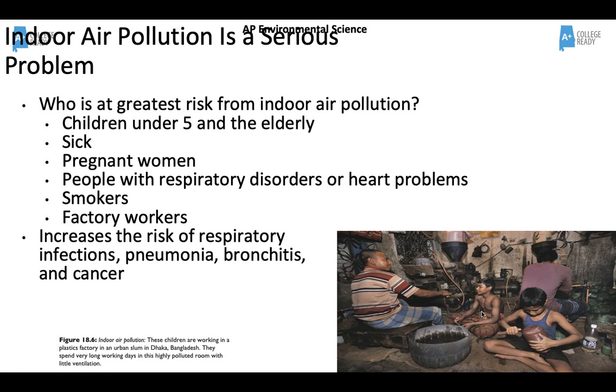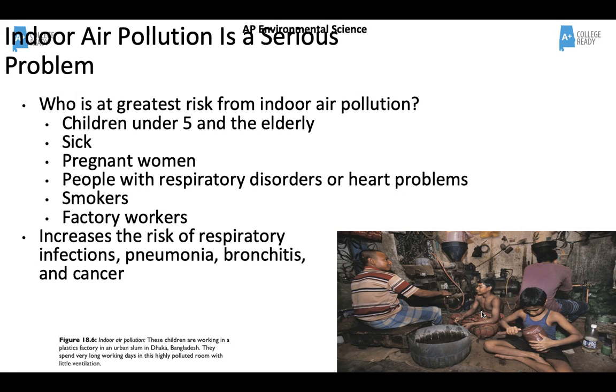This is a pretty serious problem. Children under 5 and the elderly are at high risk. Sick people, pregnant women, people with respiratory disorders or heart problems, smokers, and factory workers are also at risk. It also increases the risk of respiratory infections, pneumonia, bronchitis, and cancer.